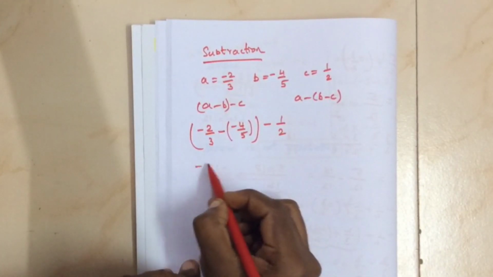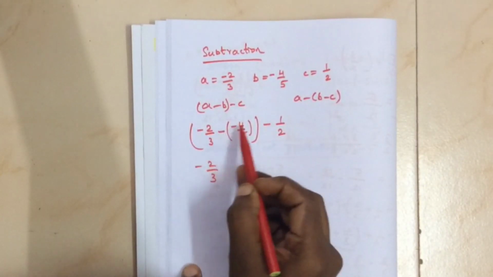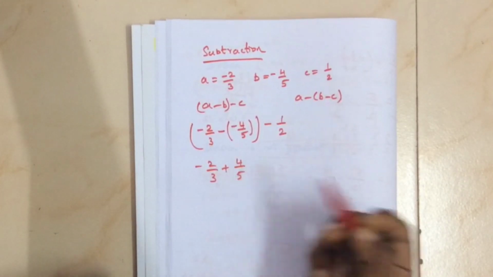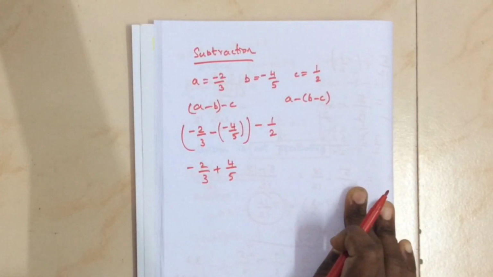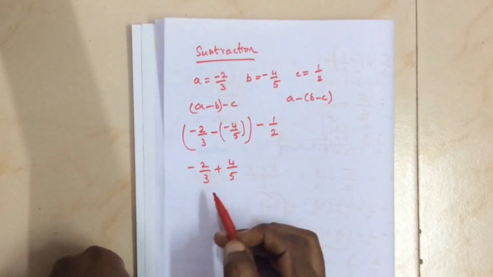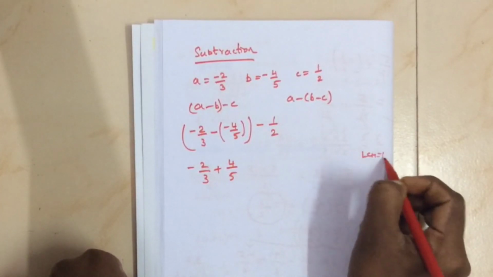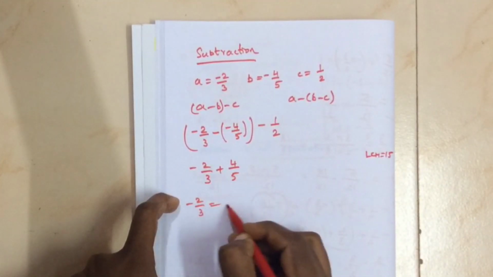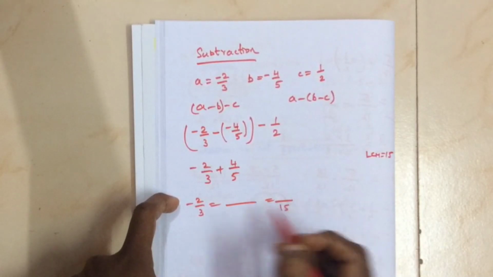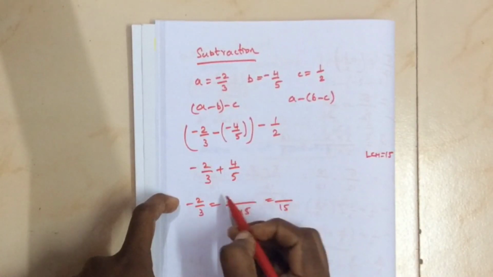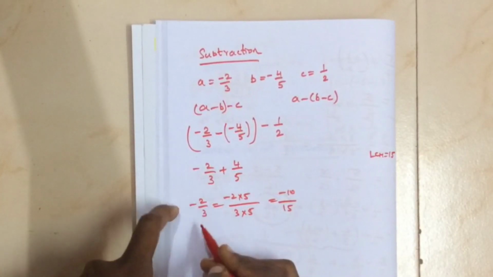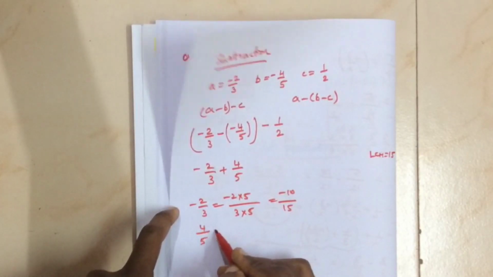So I will solve minus 2 by 3. This minus into minus becomes plus 4 by 5. Again the LCM we have to take, which gives 15. You can check, LCM is 15. So instead of minus 2 by 3, 3 into 5 minus 2 into 5 gives minus 10 by 15. I am going a little bit faster because you know LCM very well.